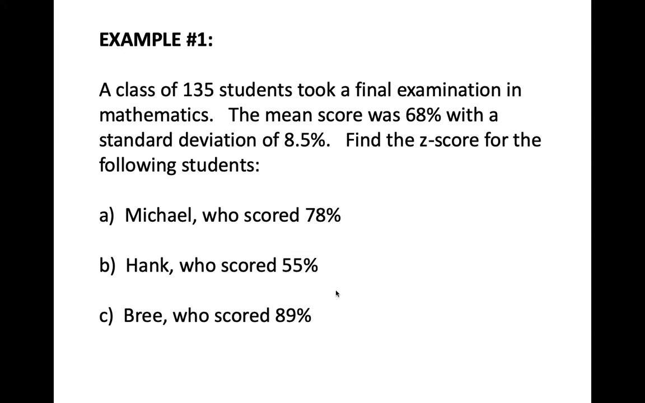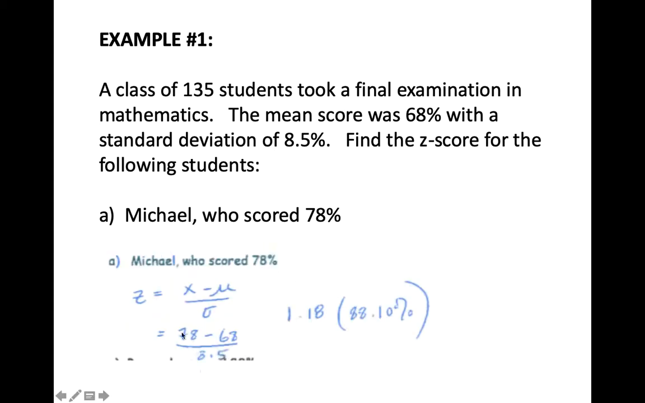A class of 135 students took a final exam in math. The mean score was 68% with a standard deviation of 8.5. Now we're supposed to find the z-score for the following students. So Michael scores 78. So we take 78 minus 68 divided by 8.5. We get a number of 1.18.